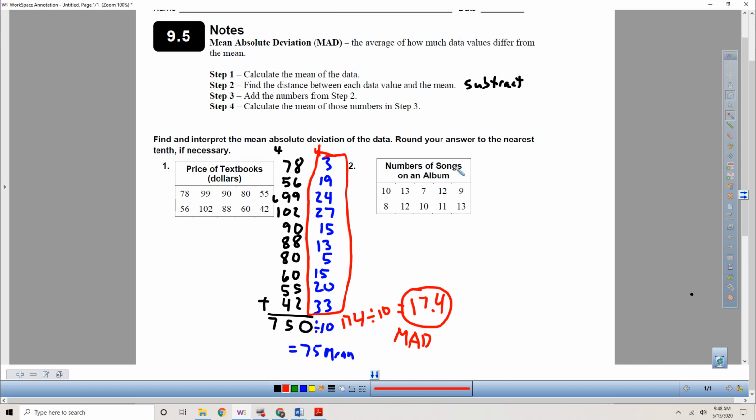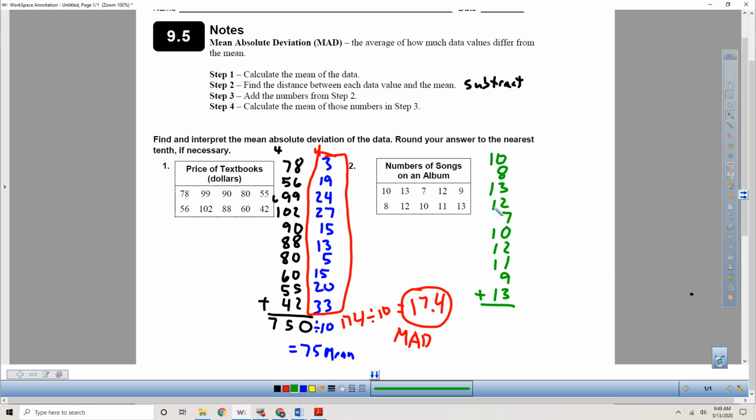All right, let's go through sample number 2. I know that was a lot to take in. I'll do it in green this time. So, again, what we do is we start out by calculating the mean of the data. So I'm going to write all these numbers out. We got 10, 8, 13, 12, 7, 10, 12, 11, 9, 13. 1, 2, 3, 4, 5, 6, 7, 8, 9, 10. So I got them all.